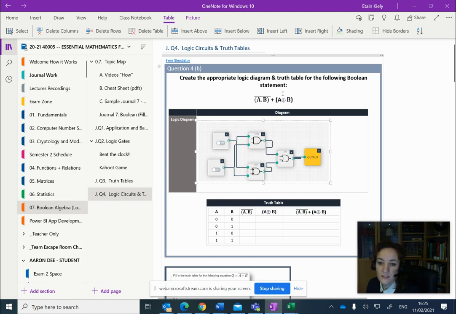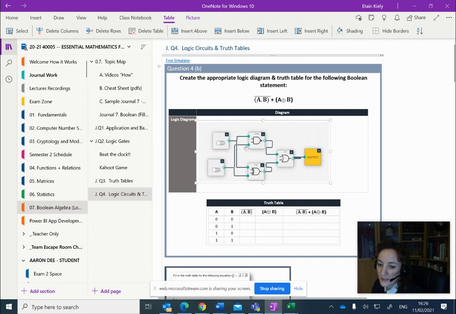Okay, so we're going to have a look at this question here, and it's asking you to create a logic diagram and a truth table for the following Boolean statement. So we see here we have an AND with a line over it, which makes this a NAND. So it's an AND with an inverter, NAND gate. And here we have an exclusive OR. So the NAND and the exclusive OR are being joined together then by this OR gate here.